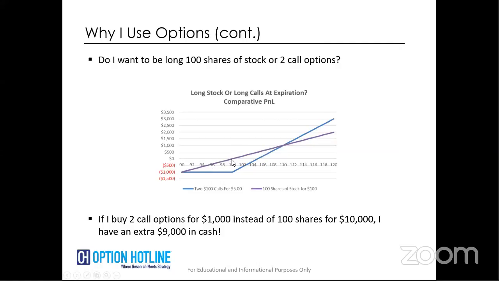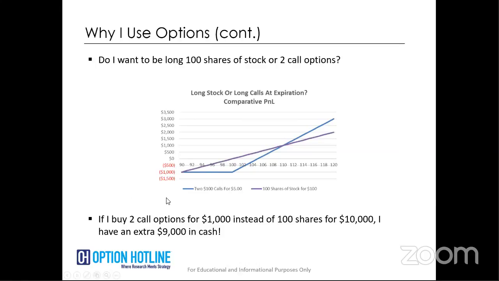Because you can see that I make money on a move from 100 to 102 in the stock, but my options that I bought for $5 are only worth $2 at 102. So I'm actually losing money there. I don't like that as much. I want to make money when I'm right. But when I see that explosive return profile, I really like it because I can start making more money. And I can use this to leverage my portfolio more.